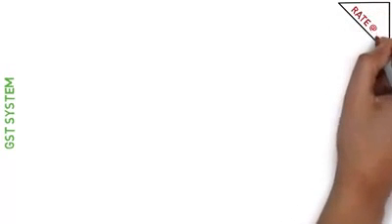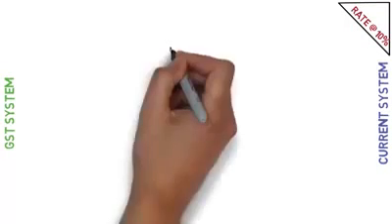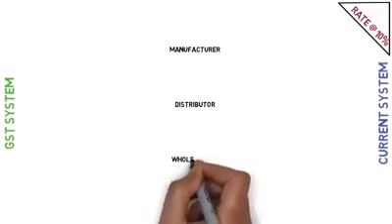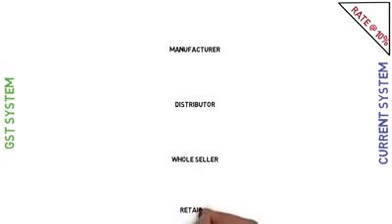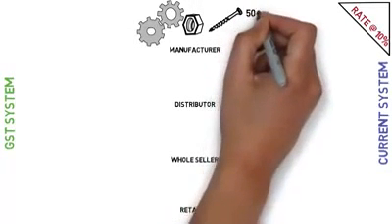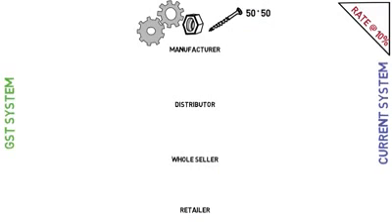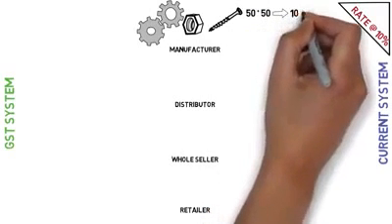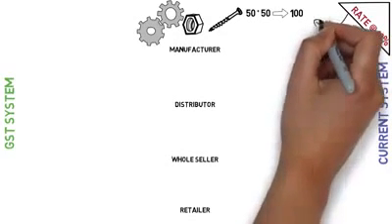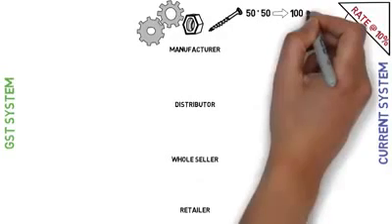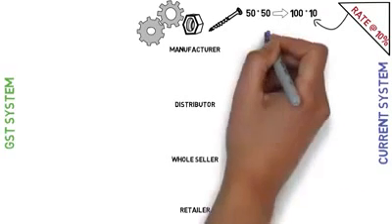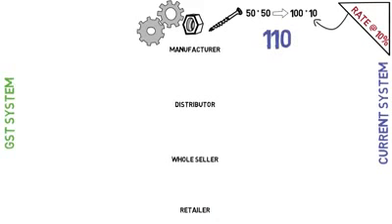Consider a simplified tax rate of 10% at each level. There are generally 4 levels: manufacturer, distributor, wholesaler and retailer. The manufacturer buys raw material, let's say of rupees 50, and manufactures the product, which adds 50 rupees value to it. So the product becomes 100 rupees. For selling this product, he needs to pay 10% tax, which is 10 rupees. So the cost of the product for the distributor is 110 rupees.